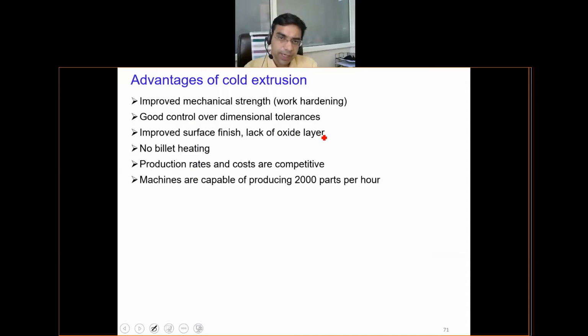If we summarize the advantages of cold extrusion over hot extrusion, in cold extrusion we get improved mechanical strength. Mechanical strength means the ability to bear external loads. This is essentially because of the work hardening effect or the strain hardening effect which we discussed in the beginning.